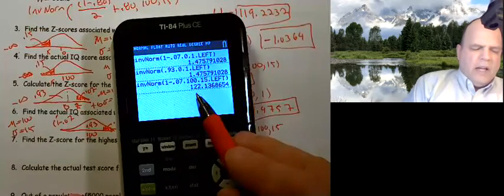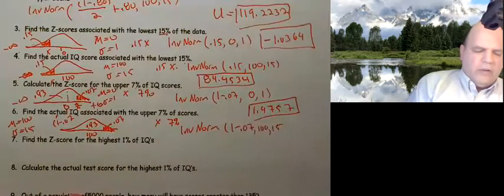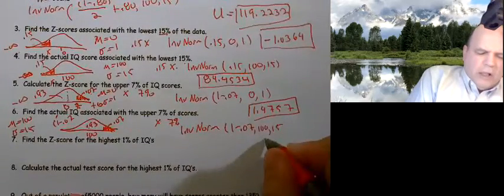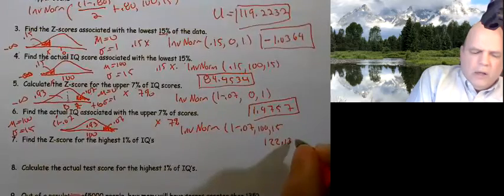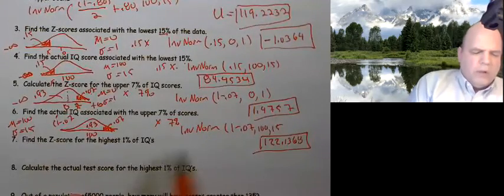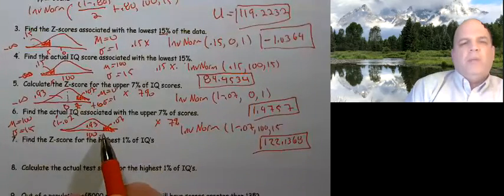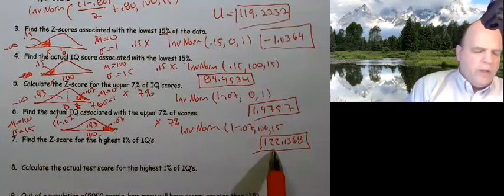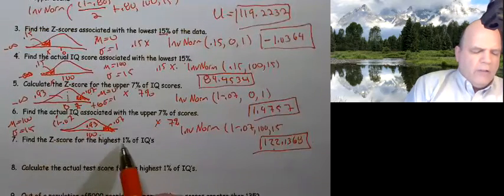And we get an IQ of 122.13686. So what we're putting in the calculator, into the Google form, is 122.1368, 4 decimal places. Okay, and that makes sense because our value we know has to be above 100, and this is above 100. Find the z-score for the highest 1%.